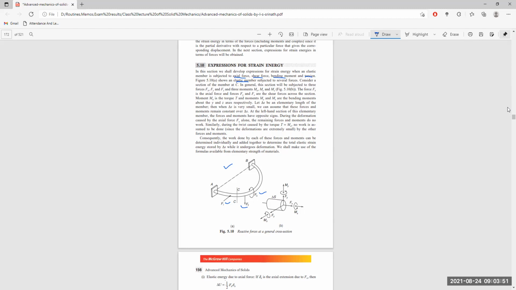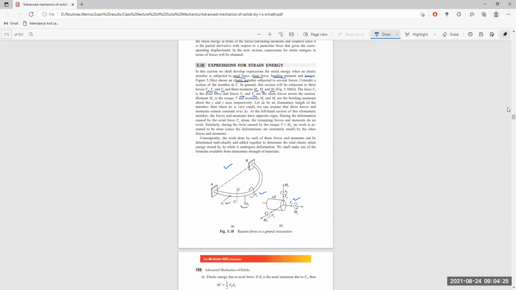And delta S is the portion of the bar which we are considering, this elemental length of the bar for our strain energy. Now, in this section, 3 forces Fx, Fy, and Fz are shown, and 3 moments Mx, My, and Mz. First of all, this force Fx is the axial force, and Fy and Fz are the shear forces acting on this section.